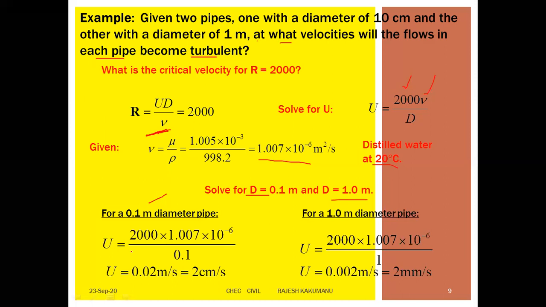Okay, so for 0.1 diameter pipe, the velocity is 2 centimeters per second. For 1 meter diameter pipe, the value is 2 mm per second.